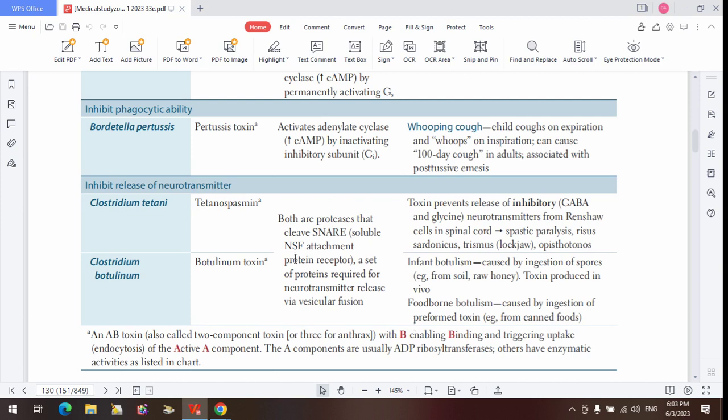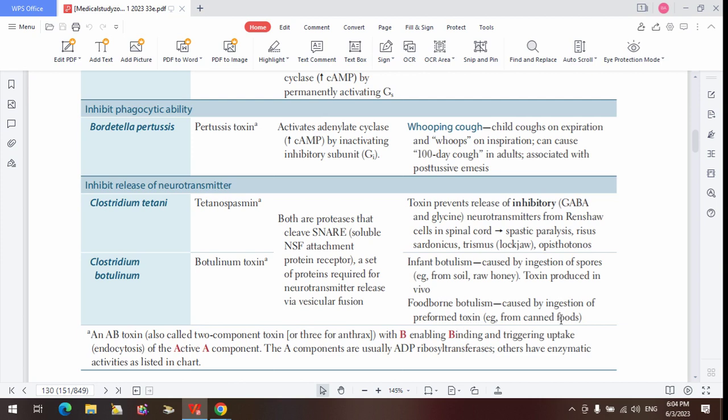So, what are the two forms of Clostridium botulinum? The infant and the foodborne. The infant is the one where you are ingesting the spores from soil, from honey, so you have to produce the toxin following ingestion, in vivo. So it takes time to manifest. The foodborne is usually immediate, because you are ingesting the preformed toxin from canned food usually.